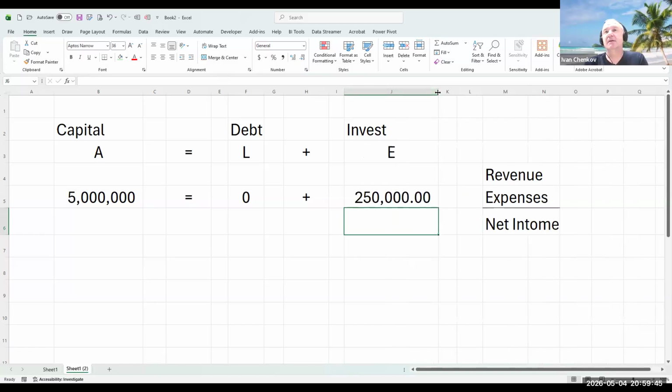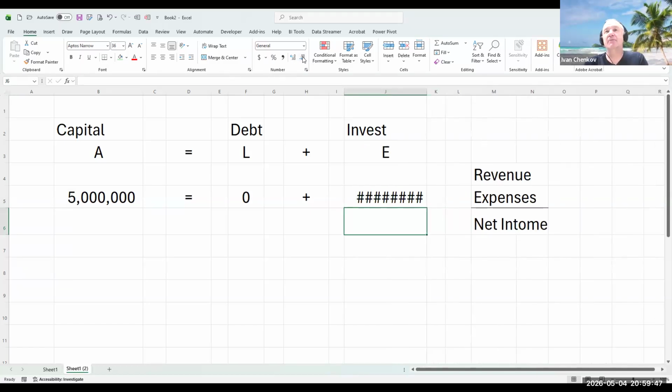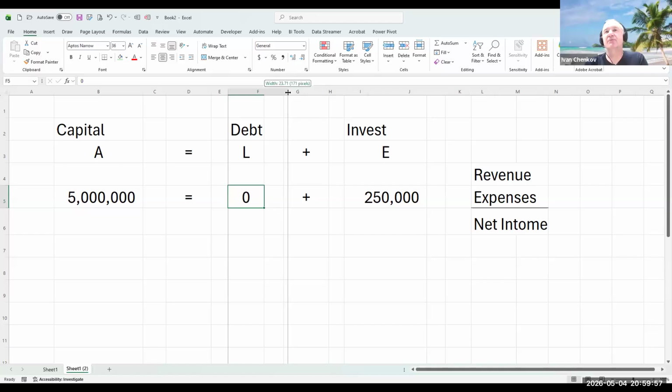How much is 5% on $5 million? 5% is $250,000. I put $250,000. What does that mean to me? Well, let's see. With $250,000, how much mortgage do I have to get?